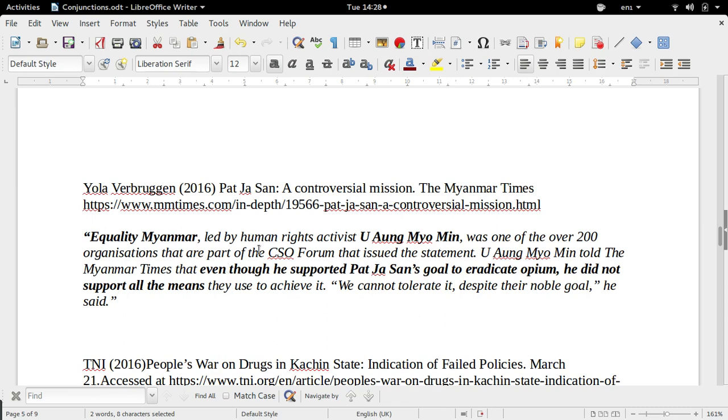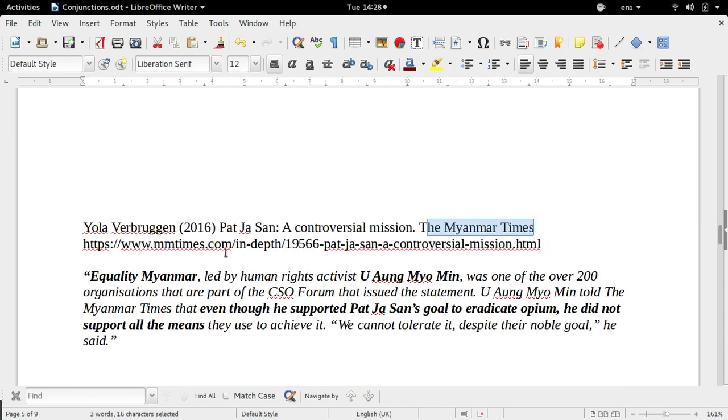So I read this article. This is from the Myanmar Times by Yola Verbruggen, and I've got a quote here from this. This person called U Aung Myo Min from Equality Myanmar said that he supports Pakistan's goal, but he did not support the means. So he agrees with them that they need to stop heroin, stop opium, but he does not support the way that they do it, the methods that they use. He doesn't support it.